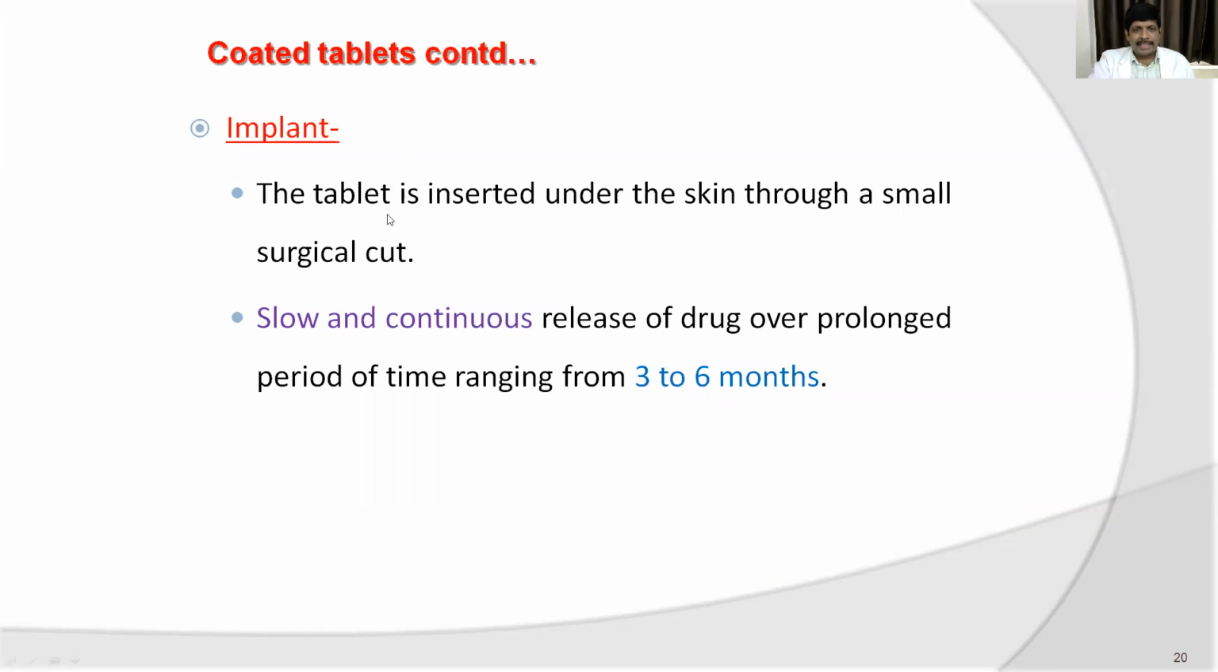Implants, these are tablets. Actually, these implants are like stick-like structures. The tablet is inserted under the skin through a small surgical cut. Mainly, the oral contraceptive pills are put in this way, and a small cut is made on the skin, and the stick is placed inside the skin, and from there it is slowly released.